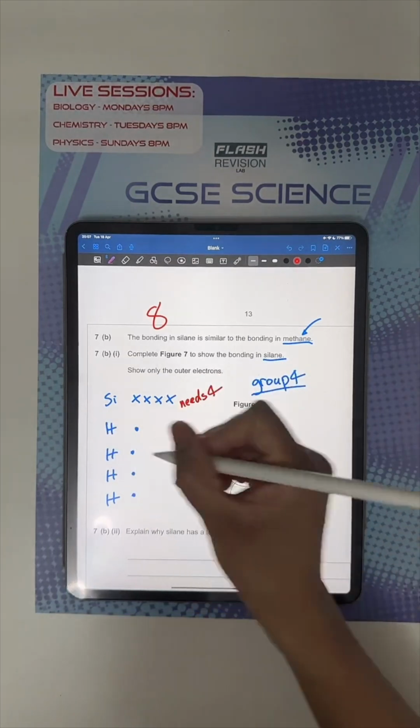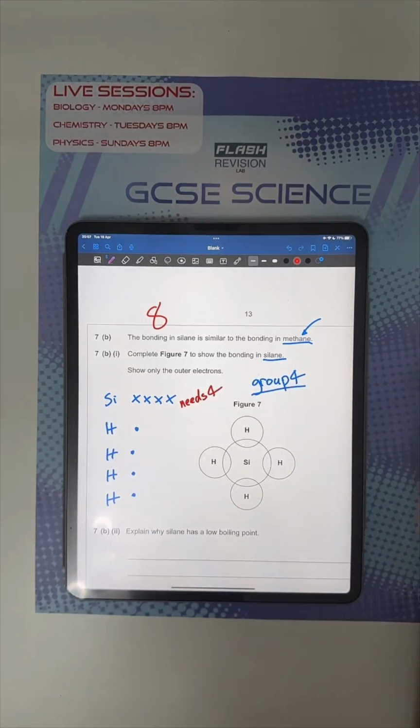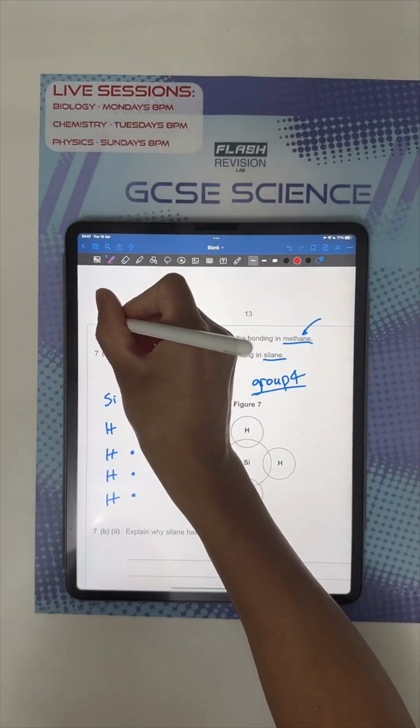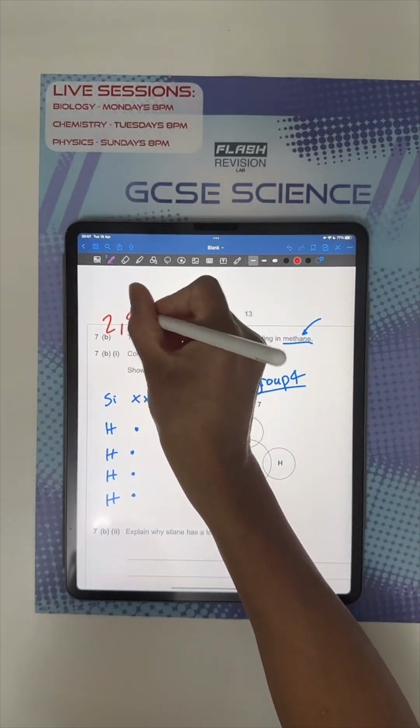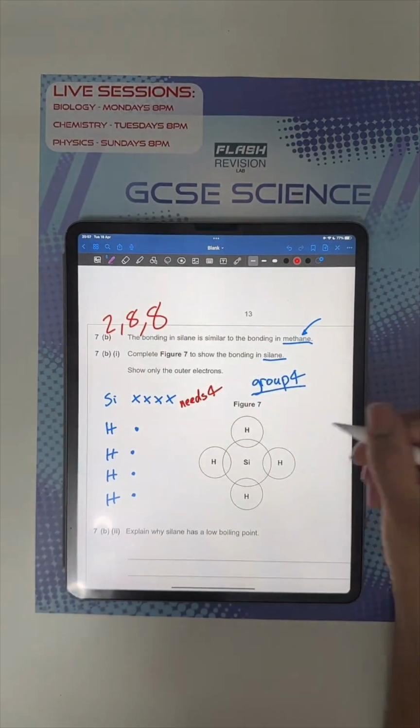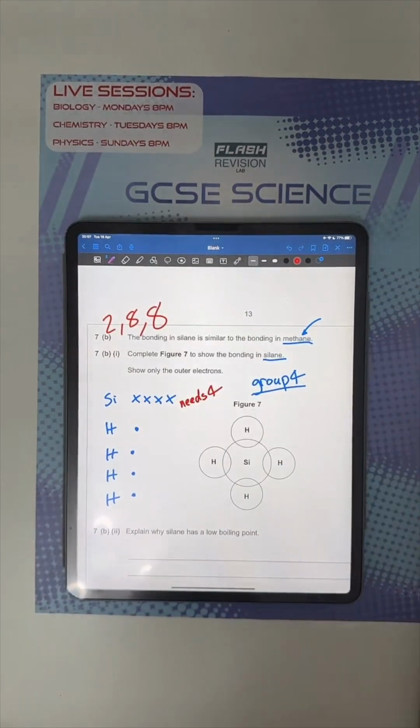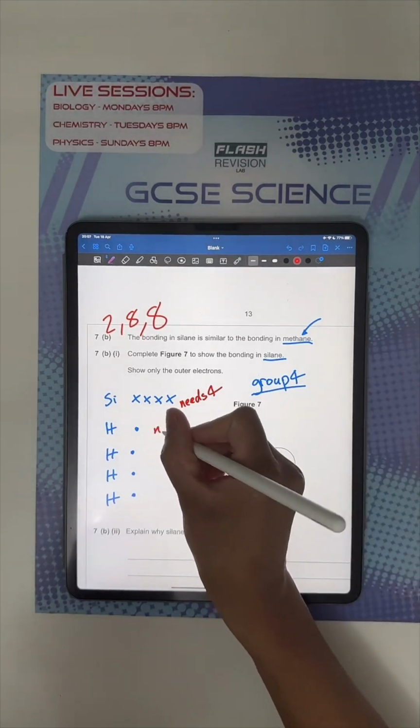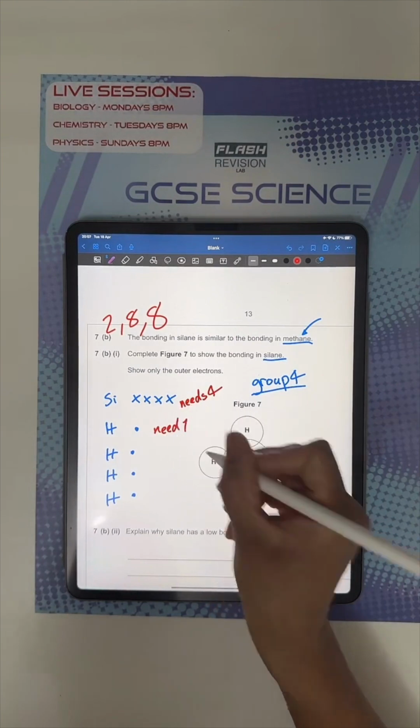Same with the hydrogens. Hydrogen is in the first shell. So remember the electron configurations go 2, 8, 8. So how many does hydrogen need for a full outer shell? 1, exactly. So each of these just need 1.